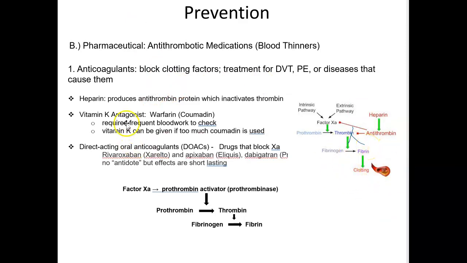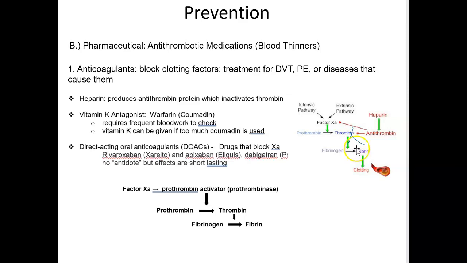We have factors that work against vitamin K. Remember, vitamin K was necessary to make several of these clotting factors. So this is how Coumadin works, Coumadin or warfarin. Now with this one, you have to get blood work taken quite a bit because it basically blocks vitamin K, so you don't make the clotting factors. So your patient has to get checked fairly frequently.